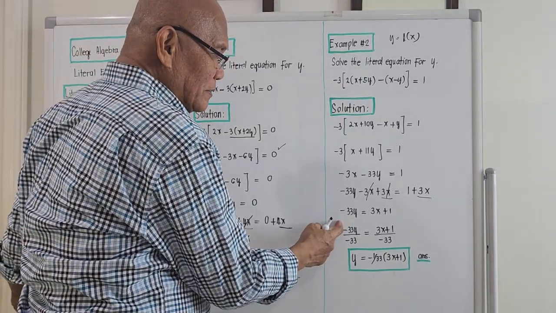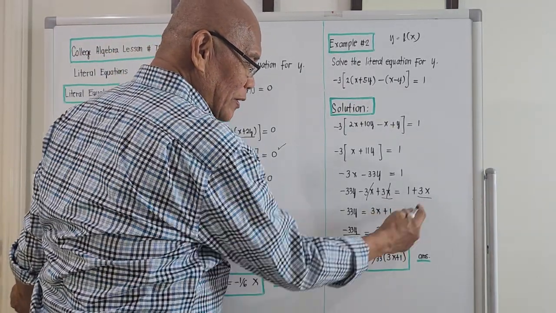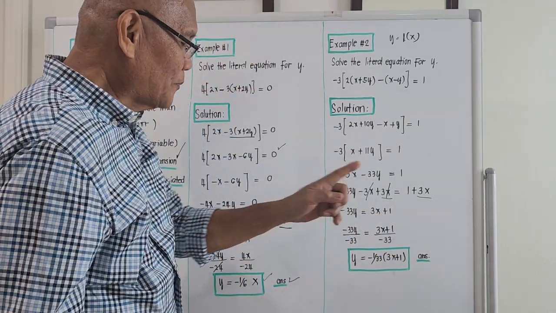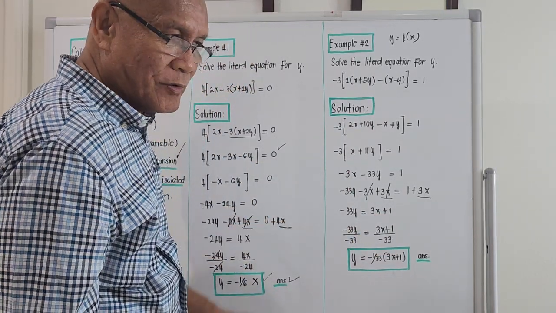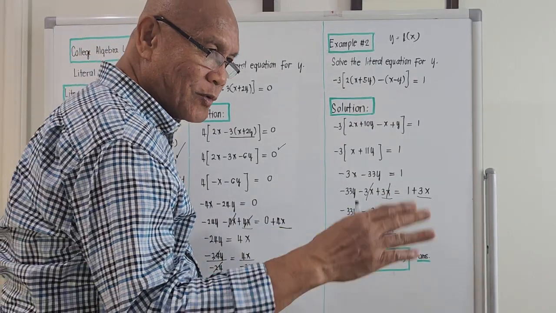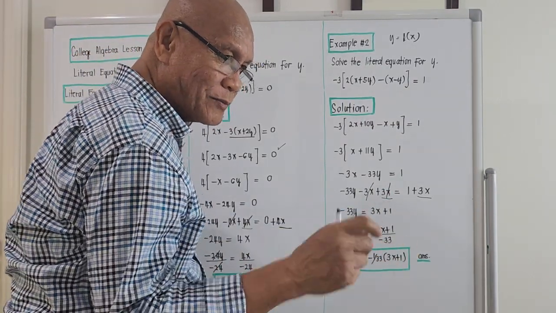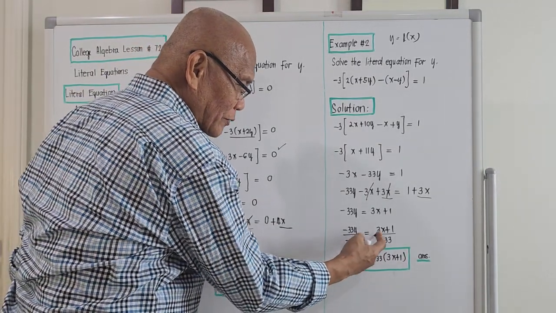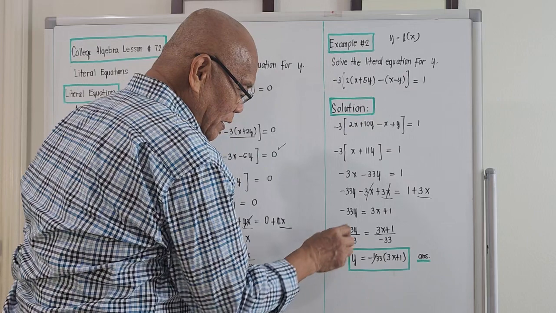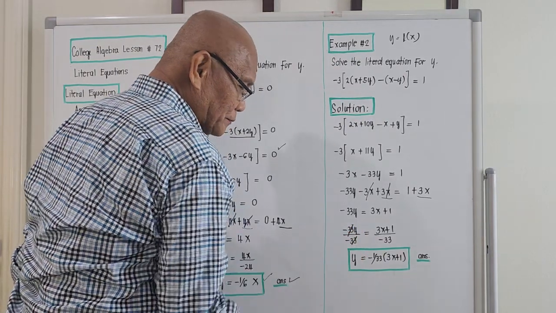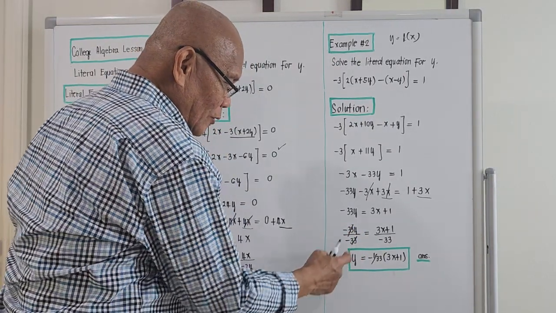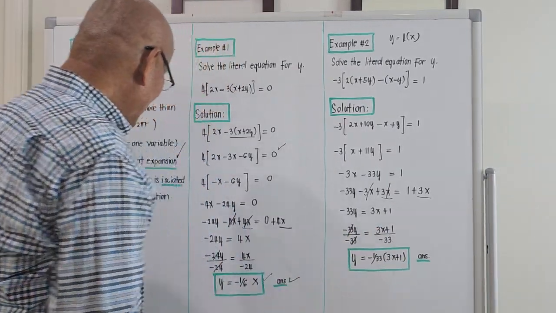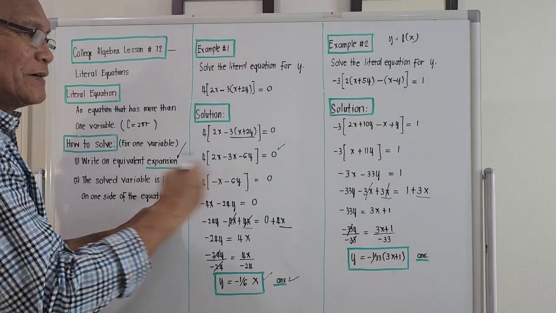Negative 33y, I will try to rearrange this one. I will write the x term first, so this is 3x plus 1. We are to solve for y without the negative 33. To eliminate negative 33, we divide both sides of the equation by negative 33. Negative 33y over negative 33 should be equal to 3x plus 1 over negative 33. Negative 33 cancels. Okay? Y now will just be simply 1y, the left hand side. It is isolated on the left hand side, right?